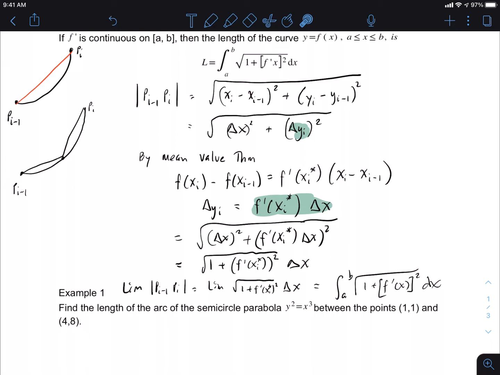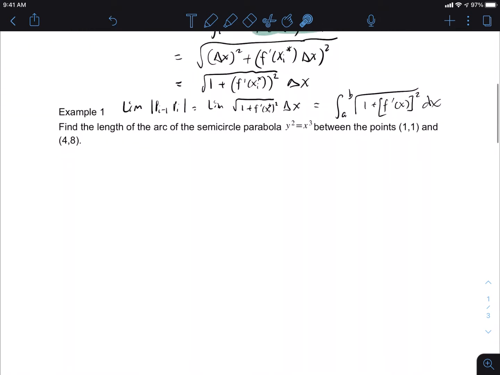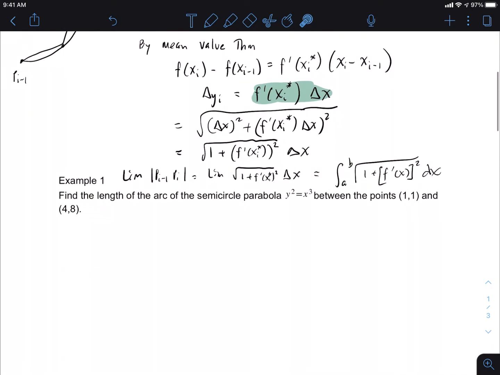So let's do an example for this problem, okay? In this first example, here I'll leave this just in case people are still copying. It says find the length of the arc of the semicubical parabola y squared is equal to x cubed between the points 1, 1 and 4, 8. Well, we notice that in the equation that we have, and I have it right there, but I always want to write it down so you guys can have it, and so that it becomes something that you start to remember.